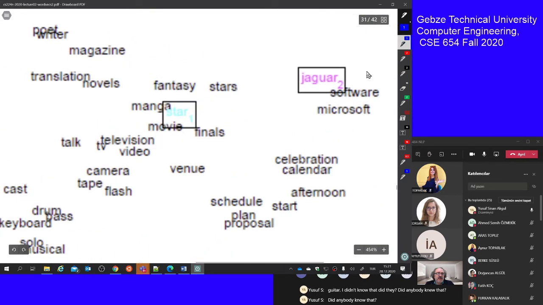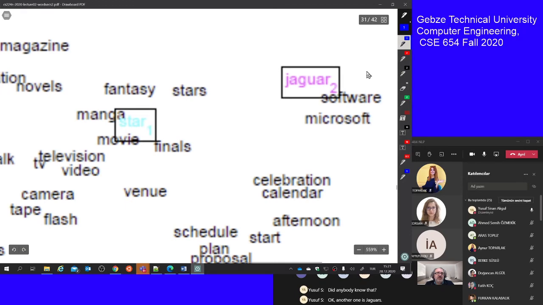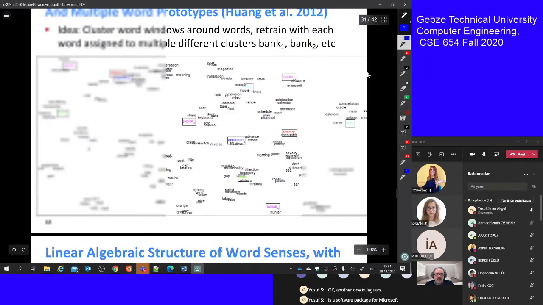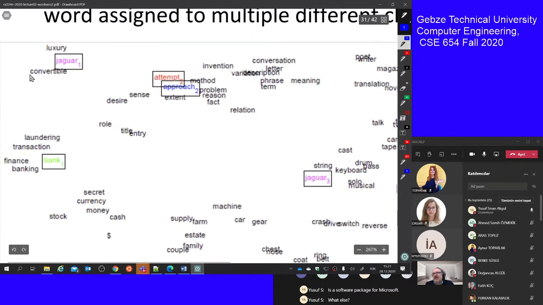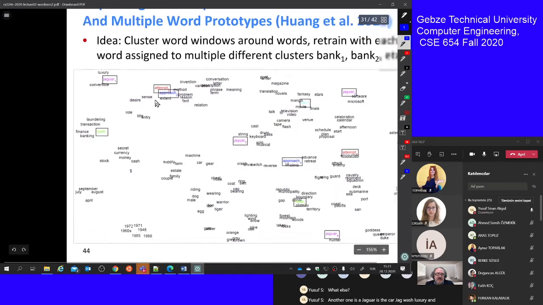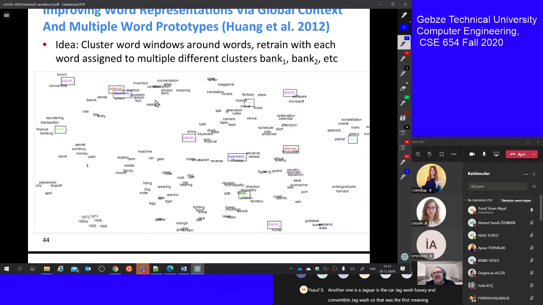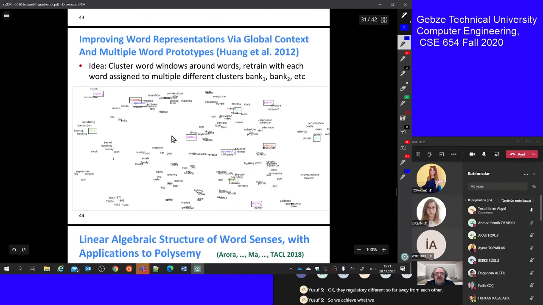Another one is Jaguar, a software package for Microsoft. What else? Another one is the car Jaguar, luxury and convertible Jaguar. So there are many meanings of Jaguar, and this system is figuring that out. And each one is assigned a different vector. And the vectors for the car Jaguar and the animal Jaguar are so different, so far away from each other. So we achieve what we wanted.